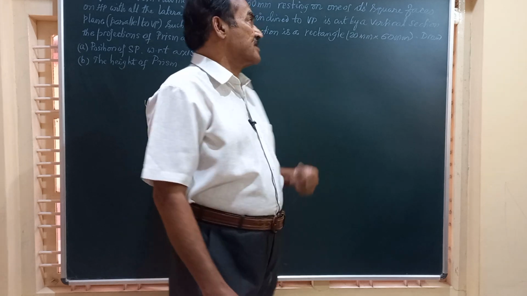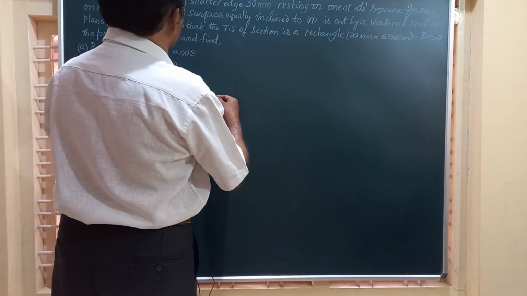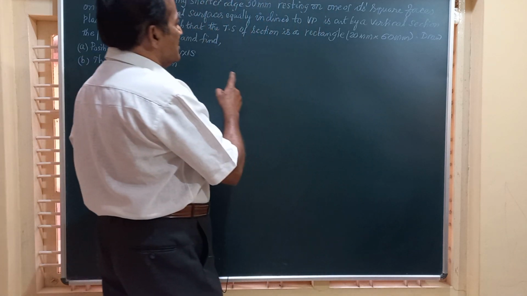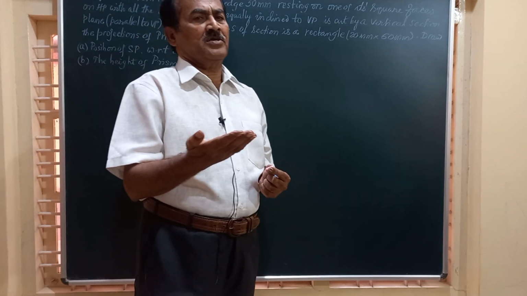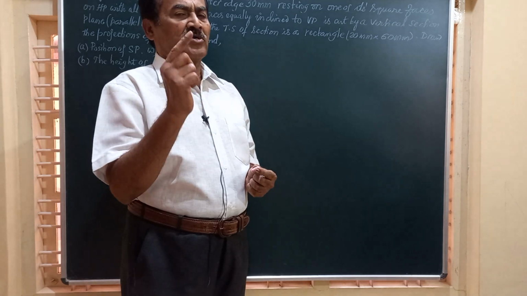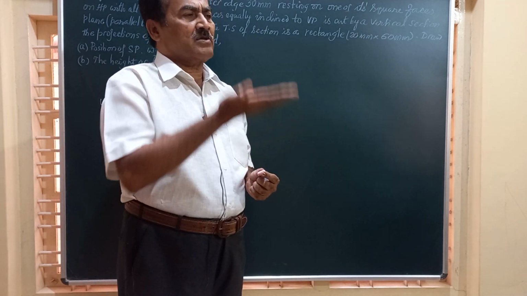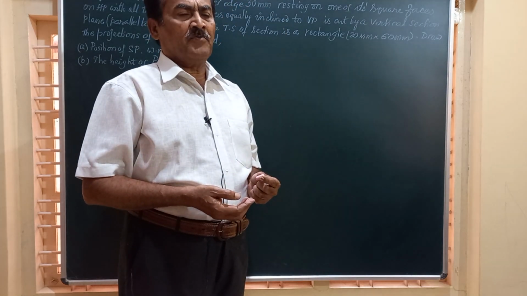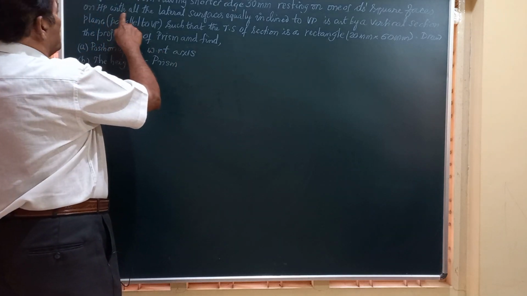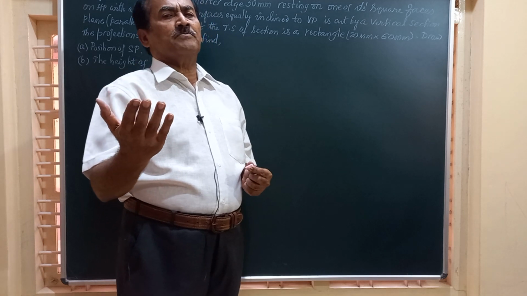The question reads like this. A square prism having shorter edge 30 mm resting on one of its square faces on HP. So the prism has a shorter edge of 30 mm. It will have a square base 30 by 30 at the bottom, 30 by 30 at the top. And this is placed on HP with all the lateral surfaces equally inclined to VP.